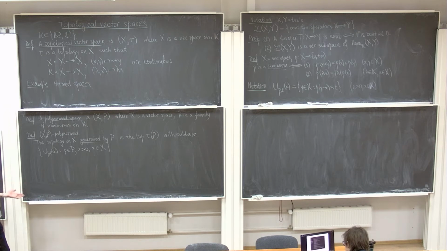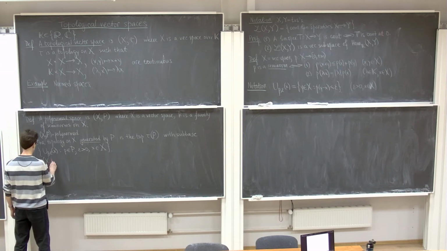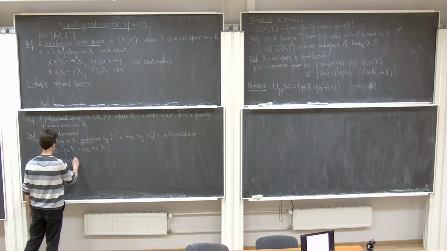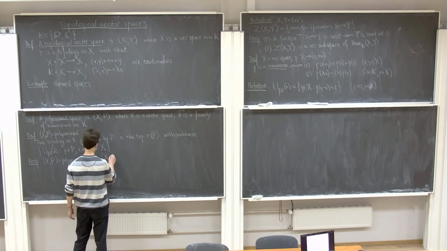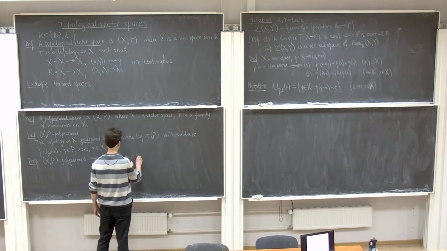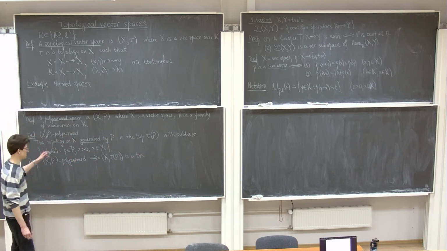Okay. So each polynormed space has a canonical topology. And now it's natural to conjecture that it will be a topological vector space. And this is indeed the case. The following proposition: if we start with a polynormed space (X, P) and equip X with the topology generated by P, then what we get is a topological vector space. In other words, the algebraic operations are continuous for the topology generated by P.